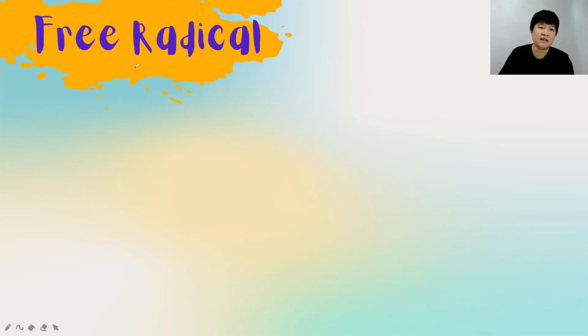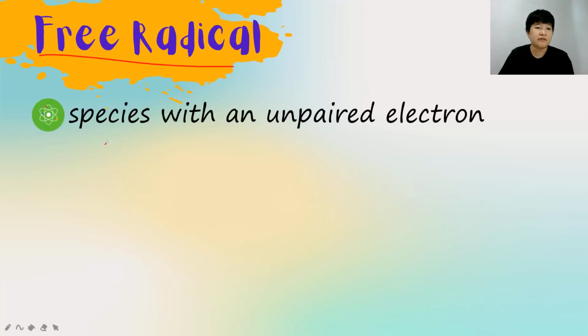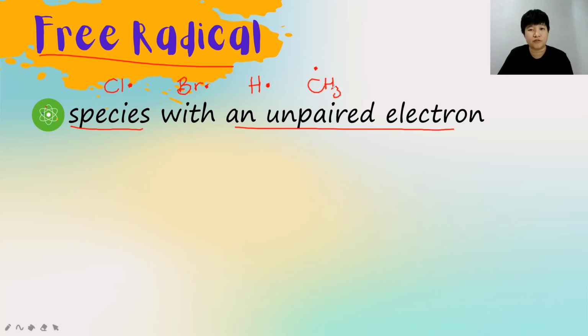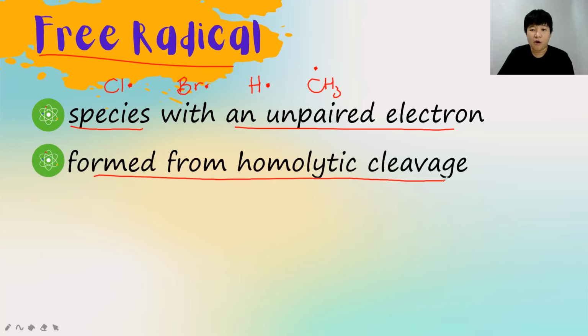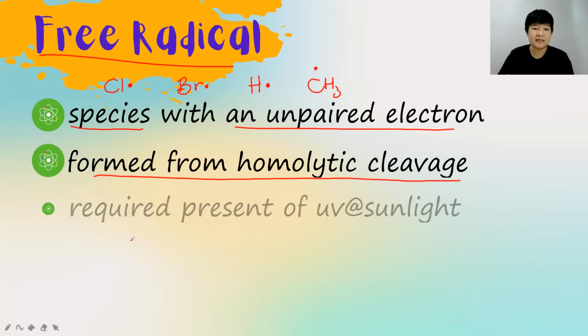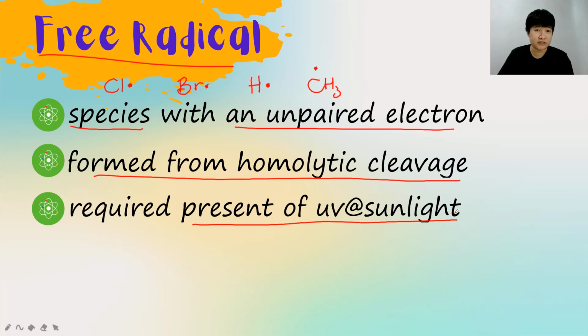First and foremost, let's start with free radical. What is actually a free radical? Free radical is a species with an unpaired electron, as we all know, like Cl dot, Br dot, all that with an unpaired electron. Your CH3 dot is the free radical of your methyl. It will be formed from homolytic cleavage that you have learned in your 1.6 part 1 video, which needs the presence of UV or sunlight. That is your free radical.